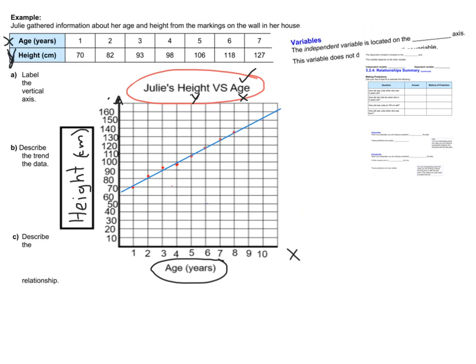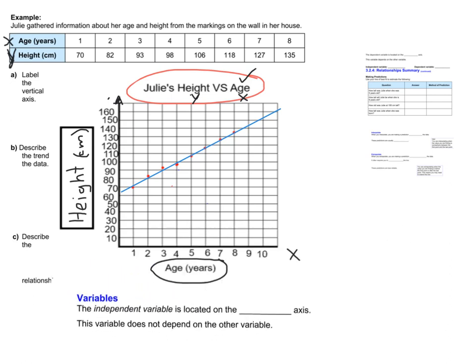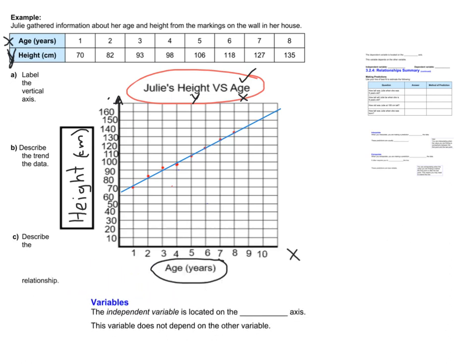I'm also going to answer these other questions that are located on that page. It says variables. The independent variable, okay, so the independent variable is always located on the x-axis. This is always going to be the independent variable. The dependent variable does not affect the other variable. So the age doesn't depend on height. It's the other way around. Height depends on age. So this is dependent. Okay, so the y-axis is always your dependent variable, and the x-axis is always your independent variable.